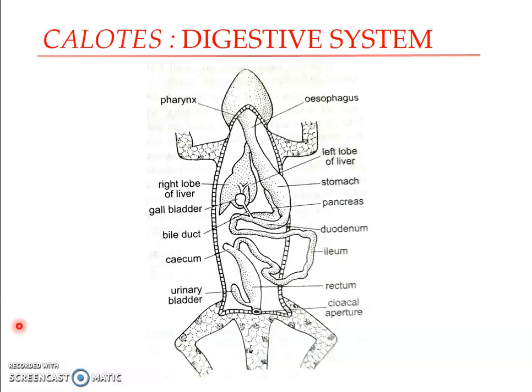The mouth leads into a large and dorsoventrally compressed buccal cavity. The roof of the buccal cavity has the openings of the internal nostrils, and on the floor they have a narrow, elongated, fleshy, protrusible tongue which is bifid in front at the tip. The pharynx is the posterior part of the buccal cavity, and here you can see the pharynx.